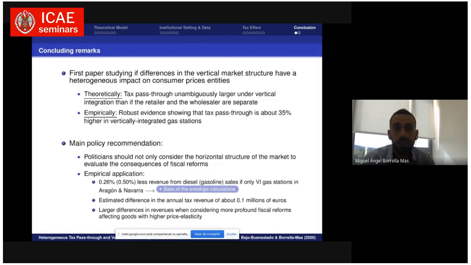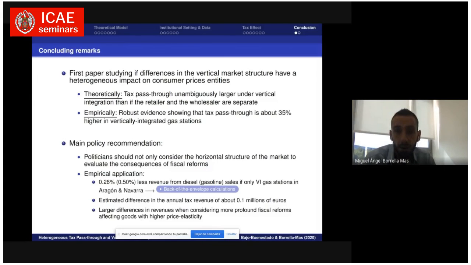Our findings suggest that policymakers should not only consider the horizontal structure of the market to evaluate the consequences of any fiscal reform, but also the vertical structure, as differences in the degree of integration of the supply chain result in a heterogeneous impact on consumer prices and therefore on the quantity sold and the revenue raised.